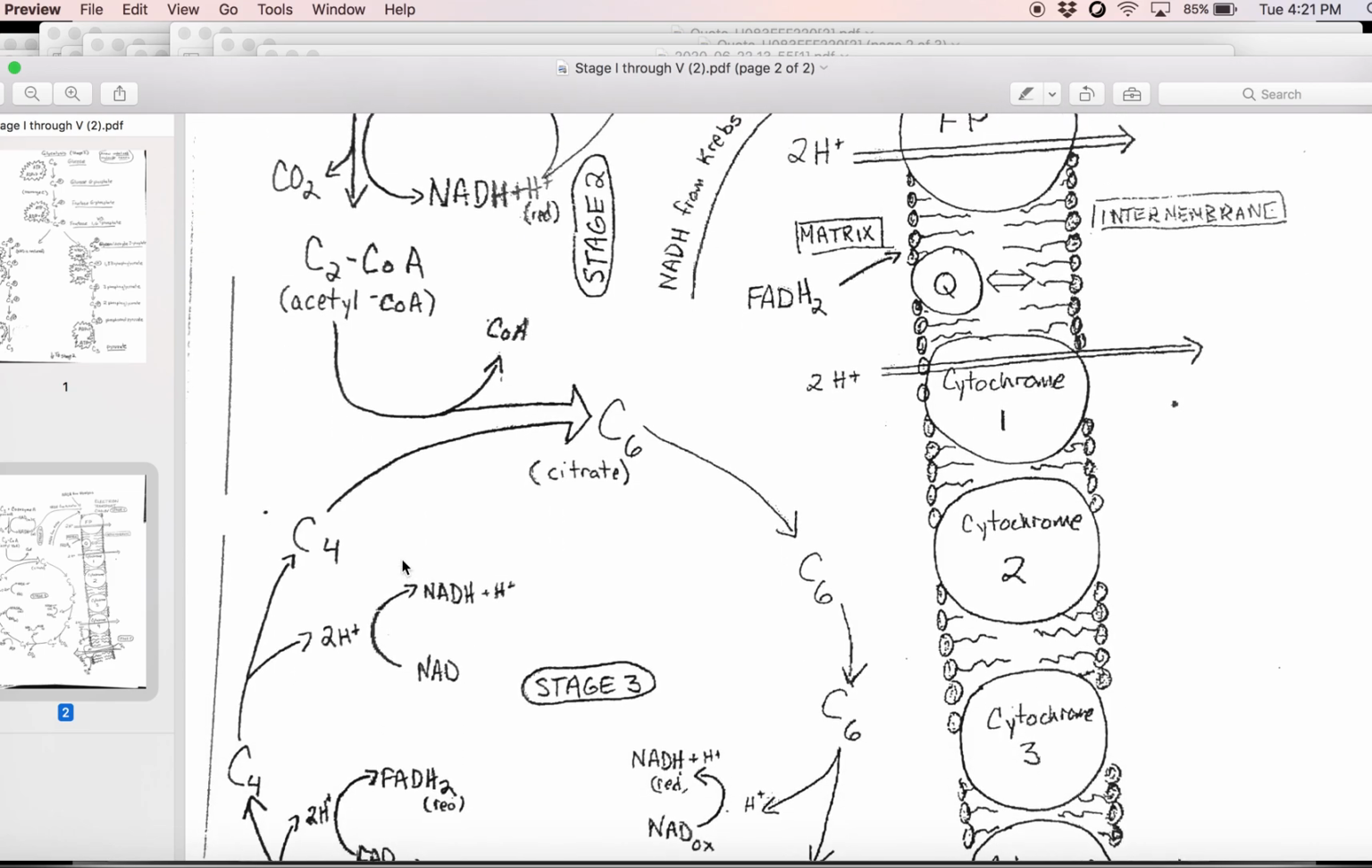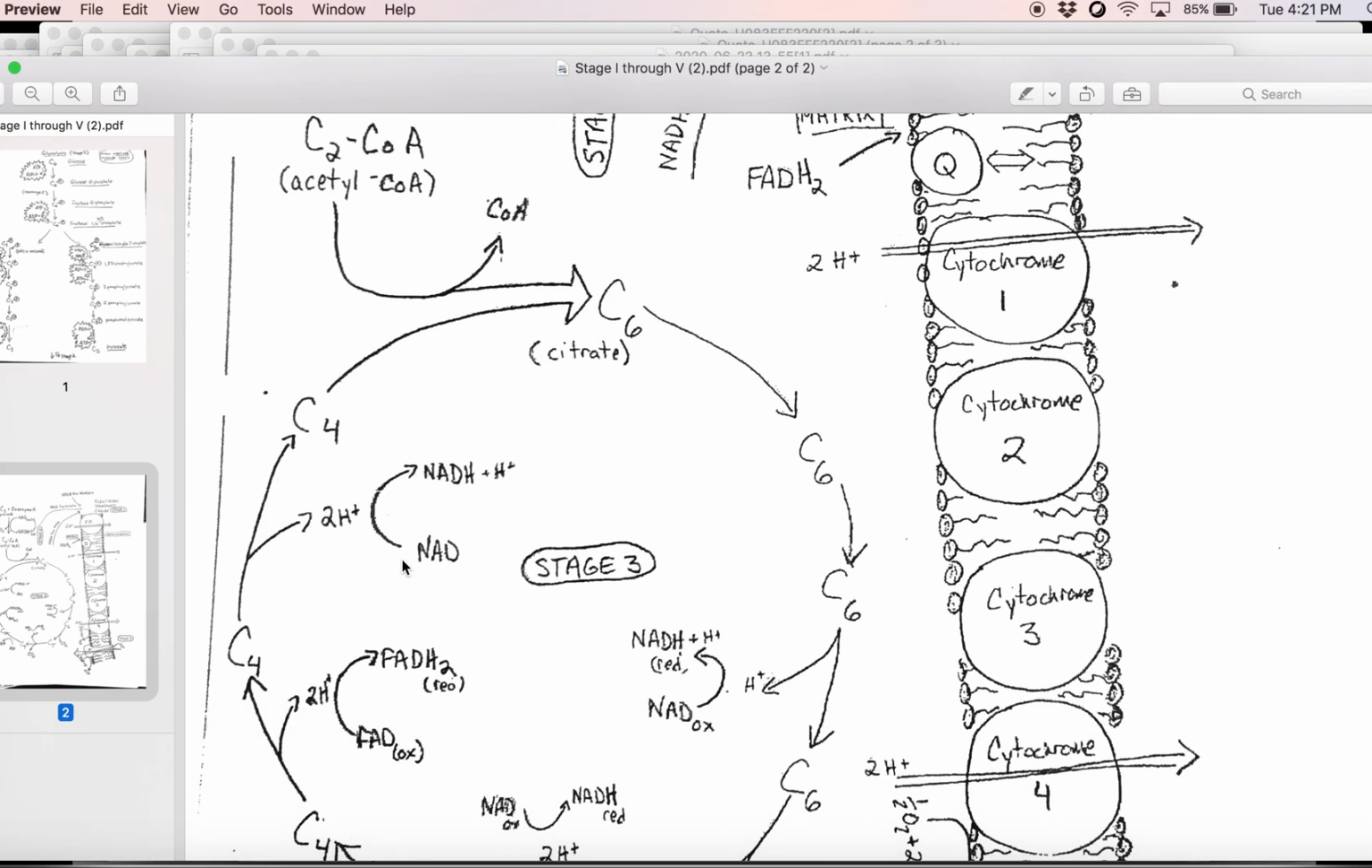Then we're in the matrix of the mitochondrion, and in the matrix of the mitochondrion is stage 3. It's called the Krebs cycle, or the citric acid cycle, or the TCA cycle. They all mean the same thing. They're all stage 3. And that 2-carbon molecule, the CoA, comes off. It gets added to a 4-carbon molecule. 4 plus 2 equals 6, which is a 6-carbon molecule, citric acid.